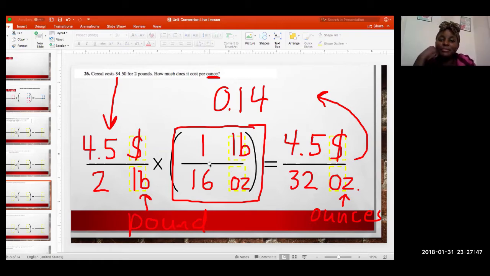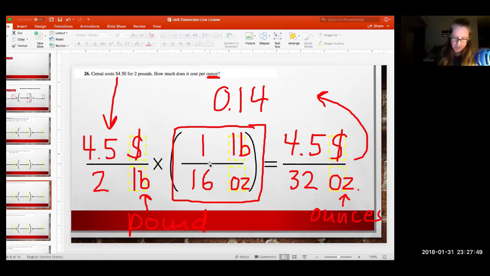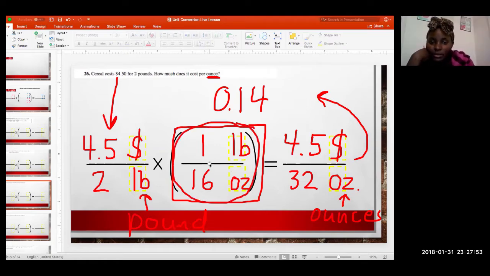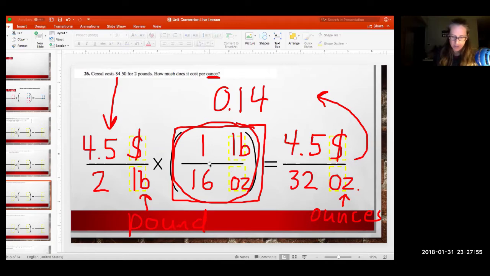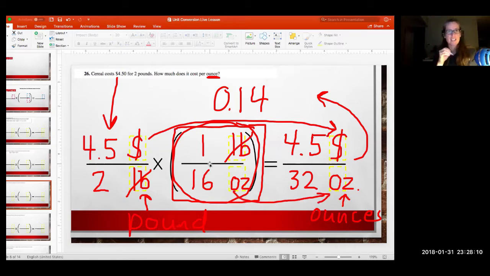So we put this in here because this is information that we know, so that we could change the units. We put the pounds on the top because now the pounds are going to cancel out, and the dollars are going to come over here and the ounces are going to come over here, and we're going to get the right answer. So that 1/16, we made that fraction ourselves with information that we know.